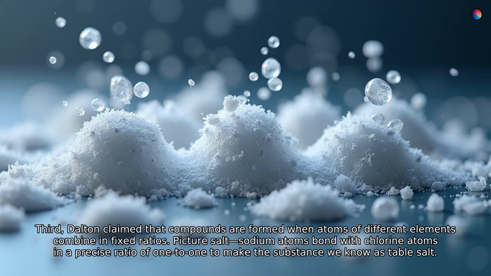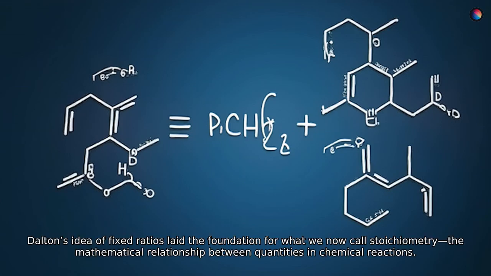Third, Dalton claimed that compounds are formed when atoms of different elements combine in fixed ratios. Picture salt. Sodium atoms bond with chlorine atoms in a precise ratio of 1:1 to make the substance we know as table salt. Dalton's idea of fixed ratios laid the foundation for what we now call stoichiometry, the mathematical relationship between quantities in chemical reactions.